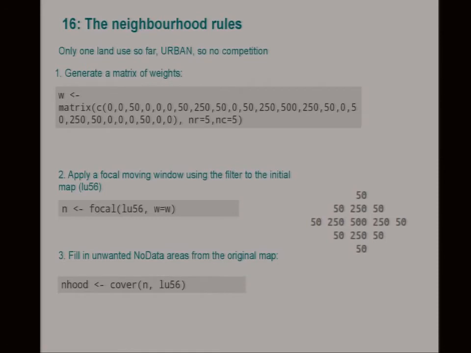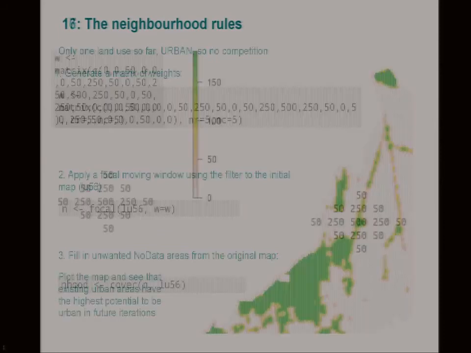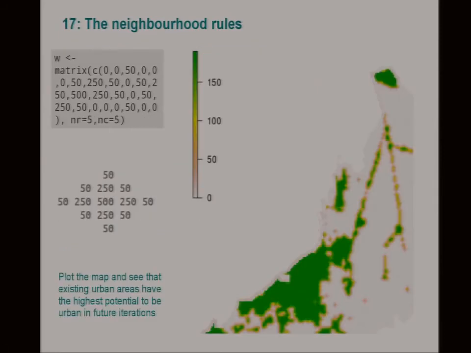Okay, this is our matrix that we've just seen for our neighbourhood rules. And then we apply a focal moving window, using this command, the focal command, and this is the window that we saw before. Okay, it does some quite odd things here. I'm not quite sure why. It creates some holes in the map, so we can fill in these areas from the original map. That's something I should look into more, but haven't had the time.